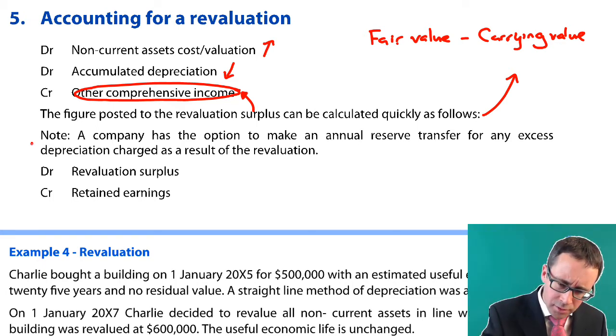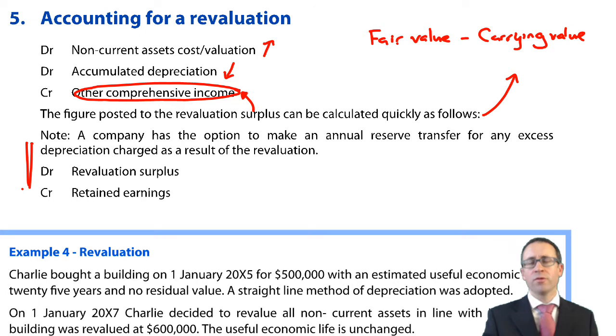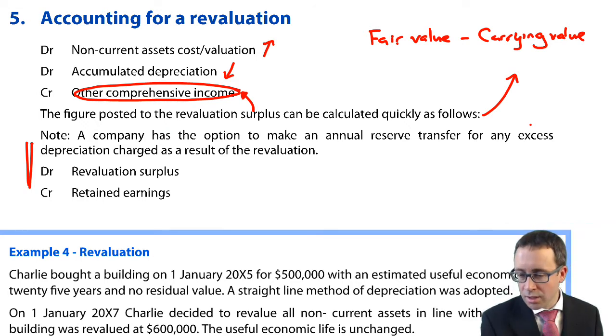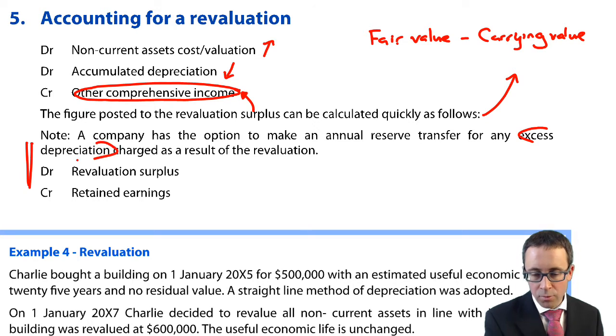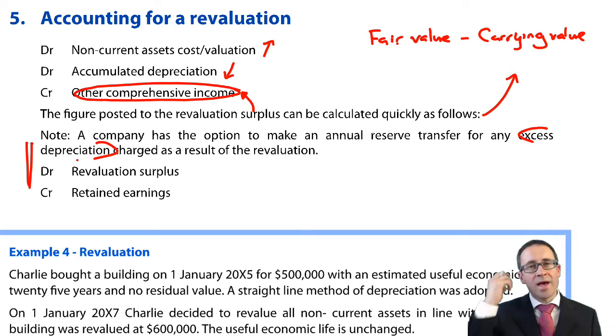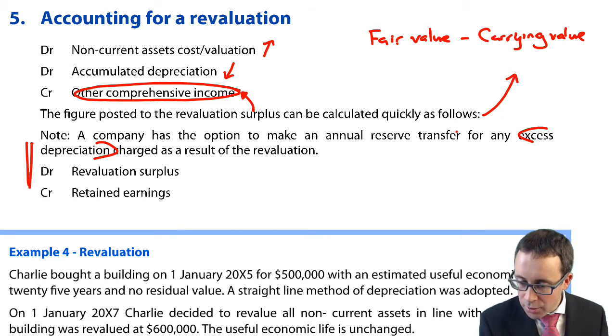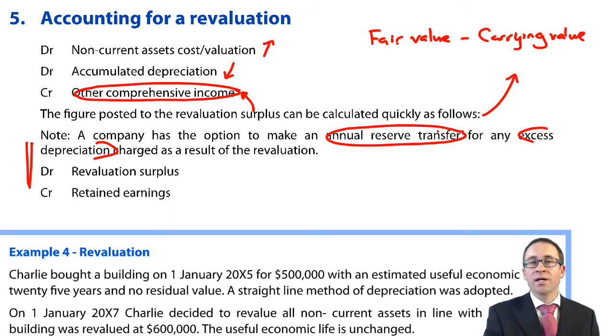There's a tiny little note at the bottom. I think we'll discuss that as we go through the example. What tends to happen is that because you've revalued the asset upwards and you depreciate it over its remaining life, that higher value of the asset tends to lead to a higher depreciation charge. If we compare that higher depreciation charge to the old depreciation charge, so before we revalued, we may see that we now have some excess depreciation. With that excess depreciation, you can do what's referred to as an annual reserve transfer, and we'll talk about the debits and the credits in a moment.